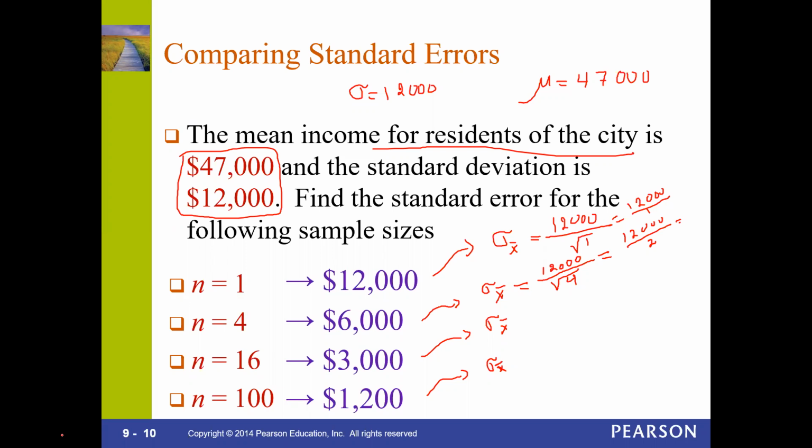Okay. That's what I want to point out to you right now. So the bigger the sample size, the more accurate it is going to be. So we need a large sample, not a small sample. Okay.